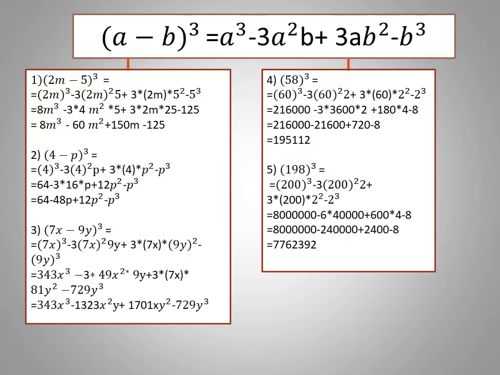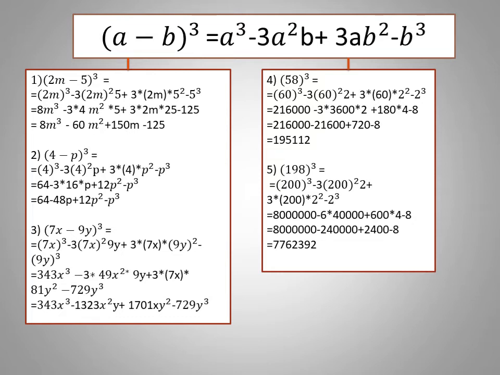Similarly, sum number 2, (4 minus p) cube. What is the value of A? 4. What is the value of B? p. Then A cube means 4 cube, minus 3 A square, 4 square, into B means p, plus 3 into A into B square means 4 into p square, minus B cube means p cube. 4 raised to 3 is 64, minus 3 into 4 square, 16, into p, plus 3 4s are 12, p square, minus p cube.